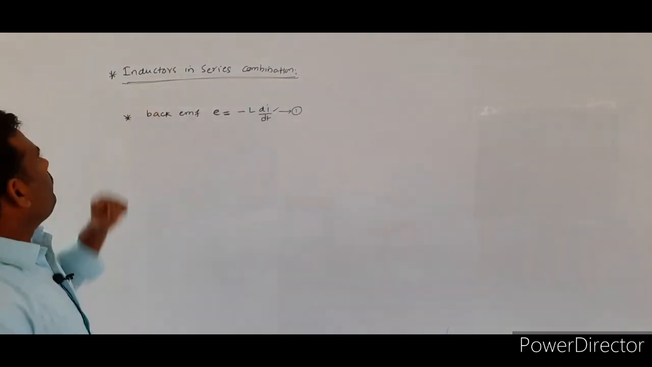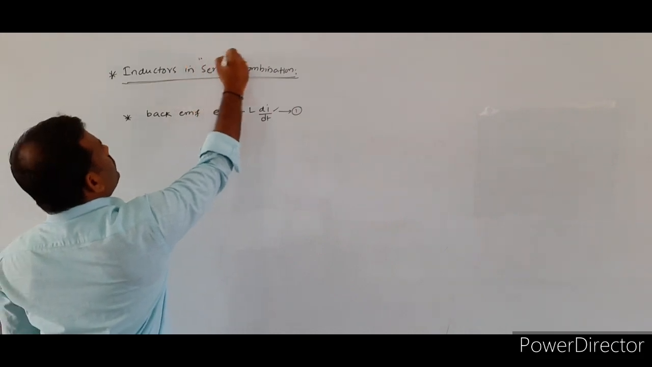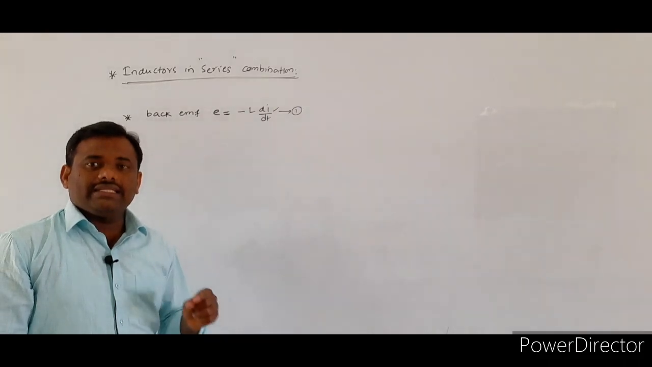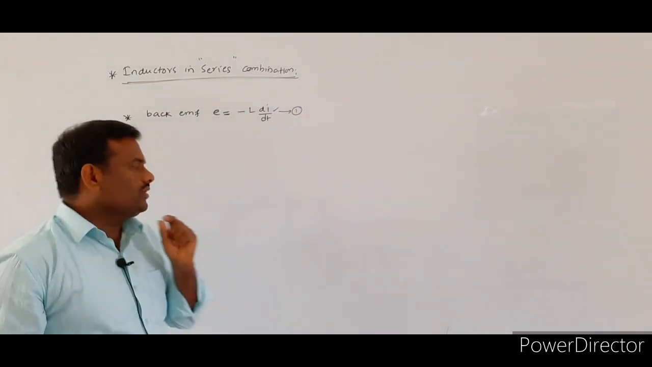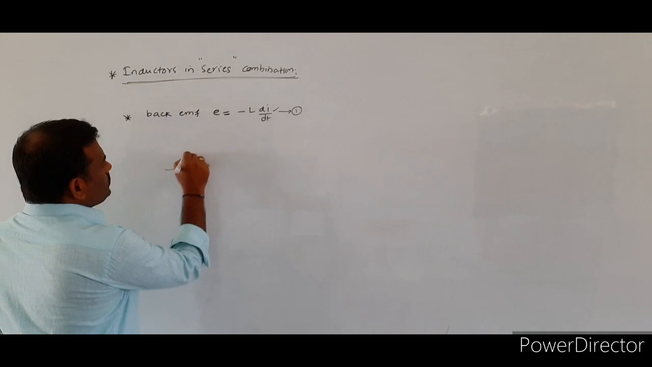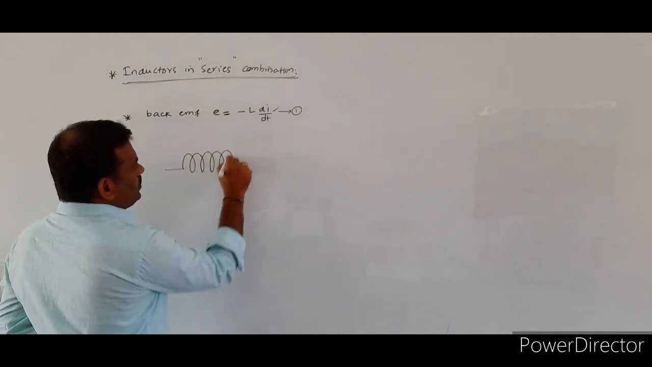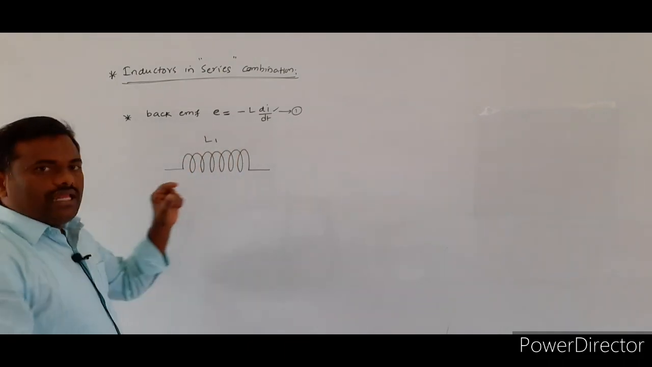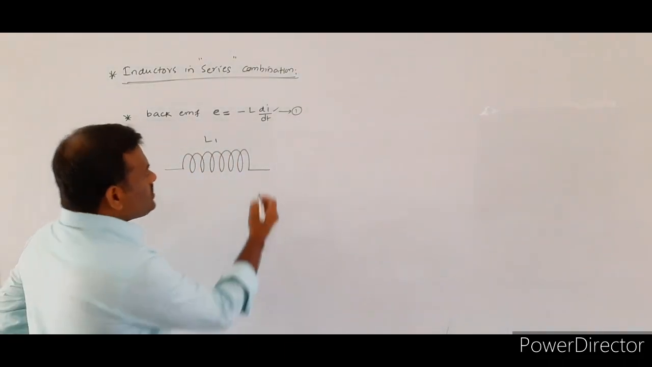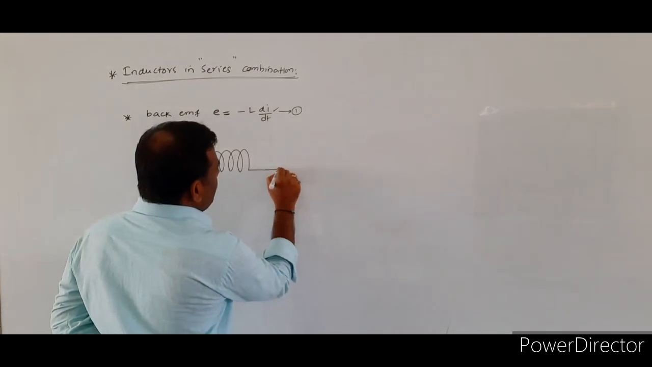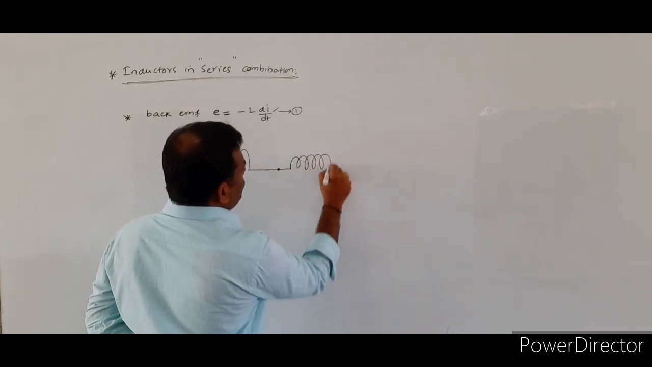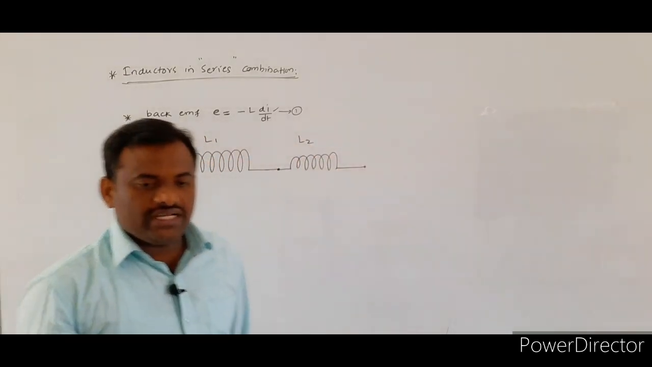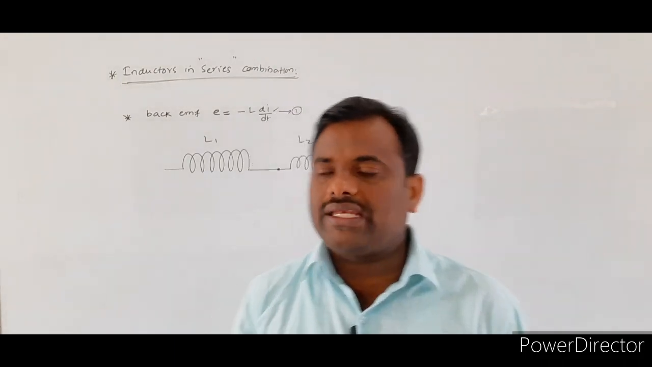Now, here we are considering inductor coils. Those inductor coils will be connected in the series combination, end to end. Here I assume two inductor coils, which have the coefficients of self-induction L1 and L2 respectively.